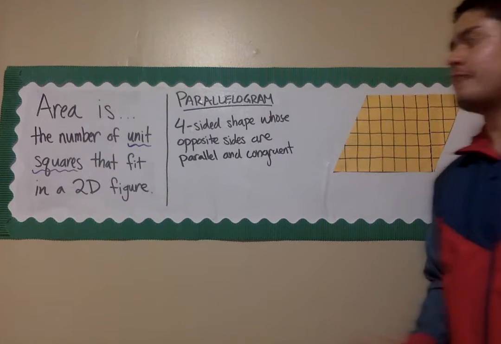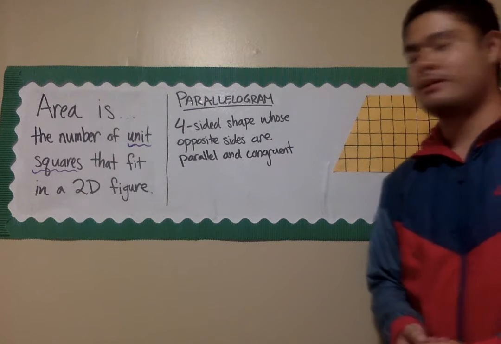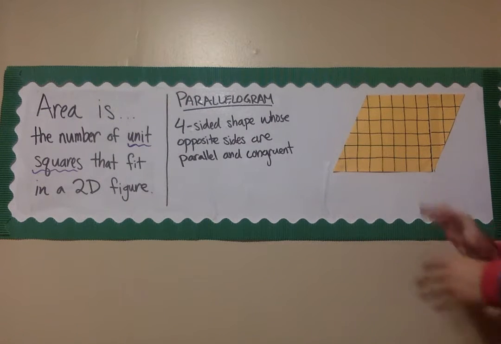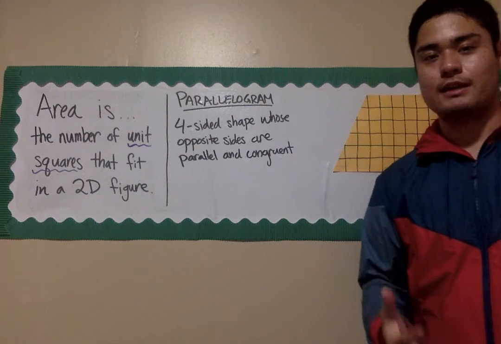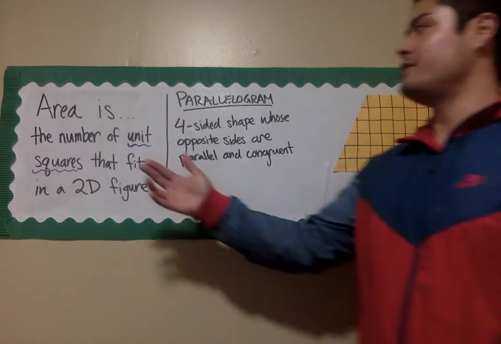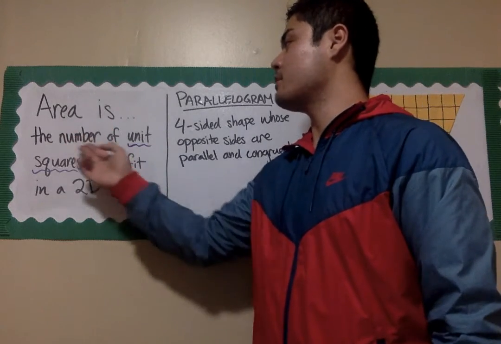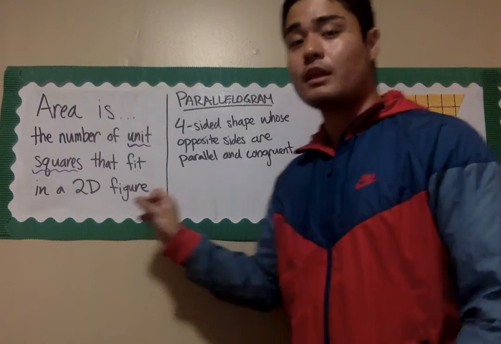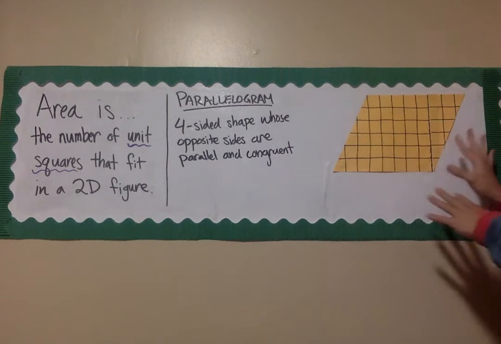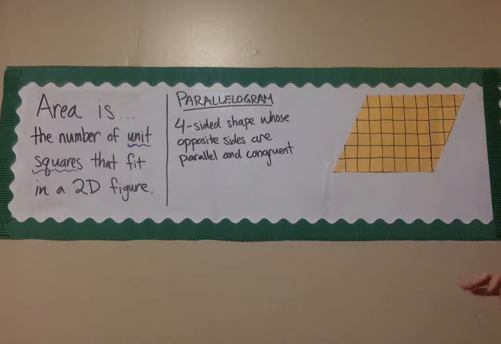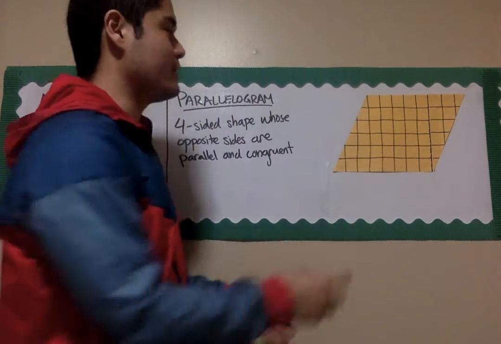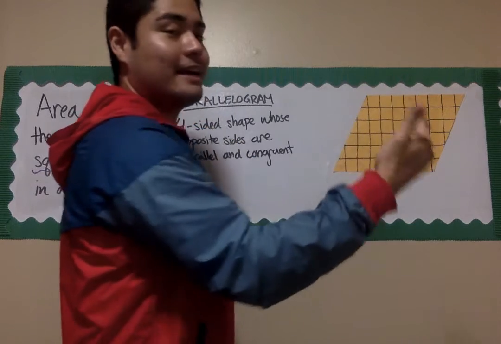So right now we want to find the area of a parallelogram. A parallelogram is this figure right here that I have on the board. And to review what area is, the definition of area is the number of unit squares that fit in a 2D figure. So we look at our parallelogram, it has a bunch of squares, and we might think, okay, let's just count the squares. 1, 2, 3, and so on.